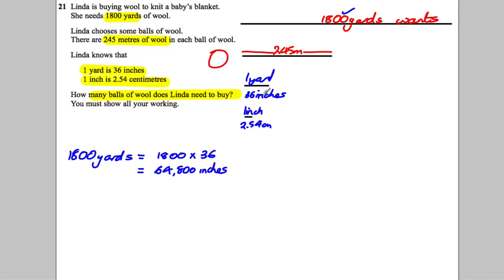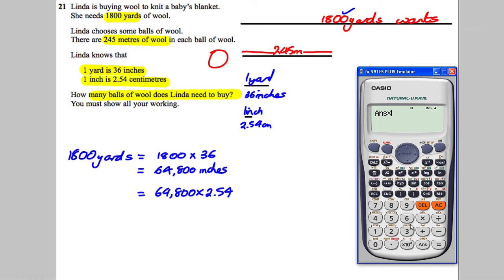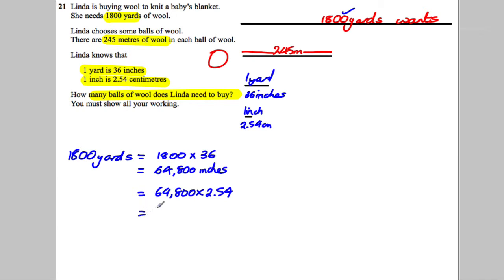Now we want to convert this into centimeters. We know 1 inch is 2.54 centimeters. So if we do 64,800 multiplied by 2.54, it will tell us how many centimeters. We get 164,592 centimeters. So 1,800 yards is equal to that many centimeters.